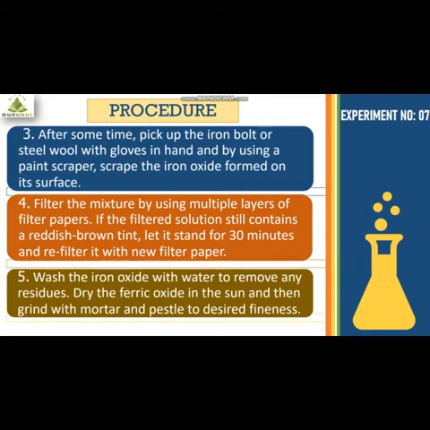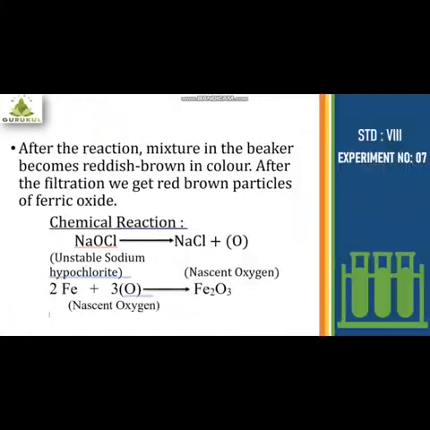So what I'm trying to explain is that the filtration process will be carried out. Wash the iron oxide with water to remove any residues, and after washing it with water, I'm going to dry it under the sun. Then with the help of the mortar and pestle, I'm going to grind it finely and prepare it in powdered form. So I hope you understood the procedure for this.